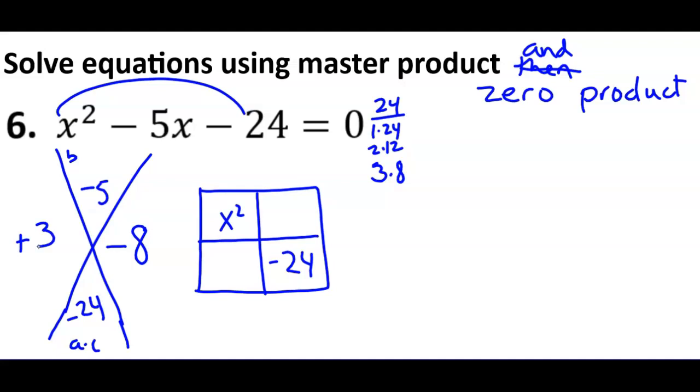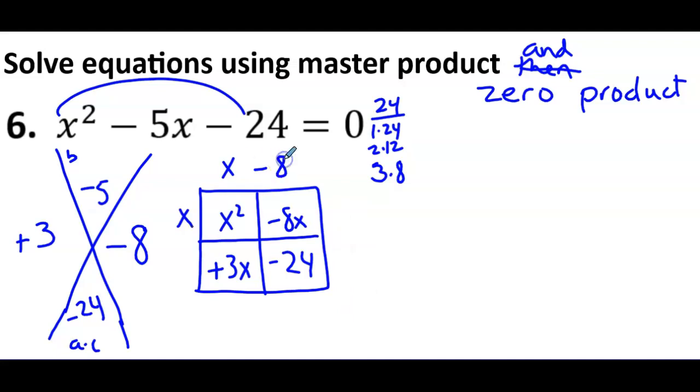Okay, so now we can set up our rungs. Negative 8x, plus 3x. Okay, I can take out an x. I can take out an x. Now we've got to do our numbers. What number do these have in common?